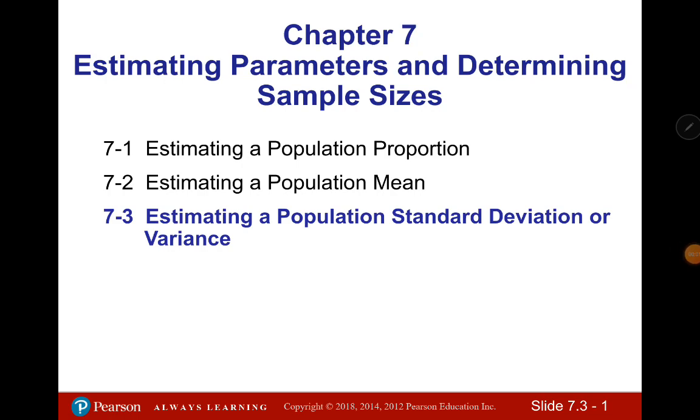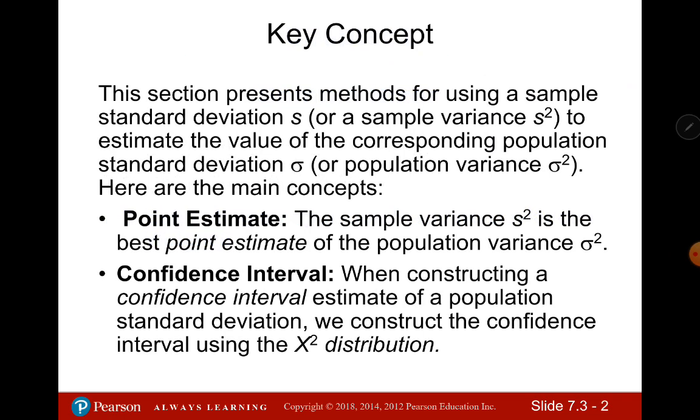So let's talk about another confidence interval. This time we talk about the confidence interval for the standard deviation or variance. In this section, we will still focus on the point estimate and the confidence interval. The best point estimate for sigma square is just s square, the sample variance.